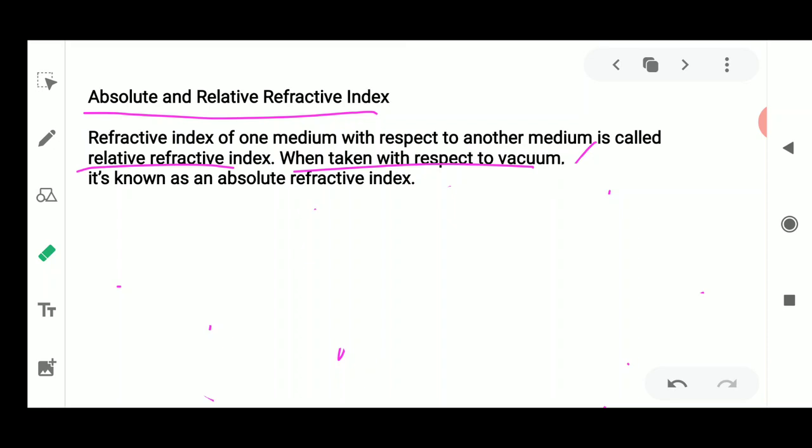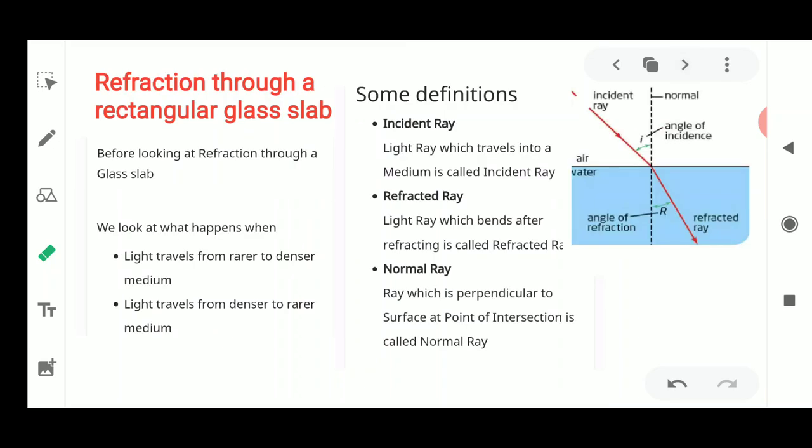Okay, now we move on to the next part, the next fresh topic for today's discussion, that is the refraction through a rectangular glass slab. Okay, so we will see how this refraction takes place through a rectangular glass slab. Before starting this, there are certain things which need to be revised. I think you all know about all these topics, but still I am going to revise this so that you can very easily connect the things in this refraction through a rectangular glass slab.